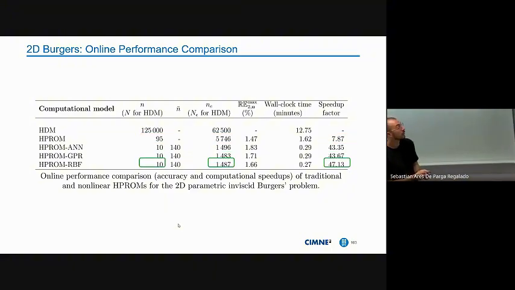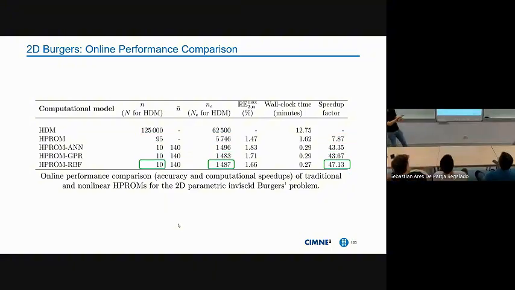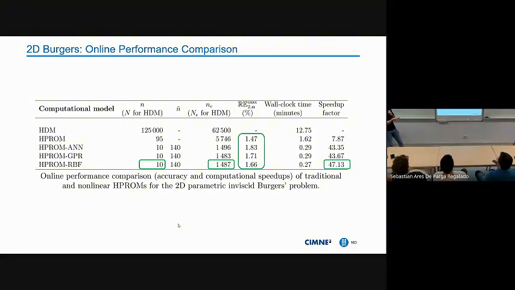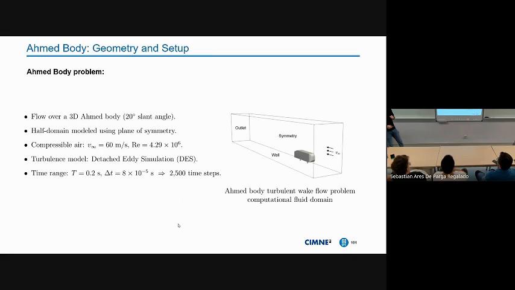With the new nonlinear mapping, let's just pick the best one, which was the RBF. We managed to get 10 modes, only 1,400 elements, and a speed up factor of almost 50. So we see that we are way better than the traditional HP-ROM. And the good thing is that we are keeping the same relative error as with 95 modes. So we can go ahead and try a much more complicated problem.